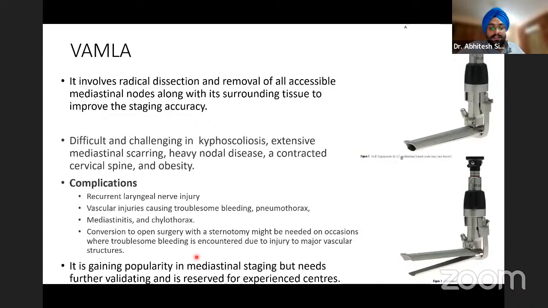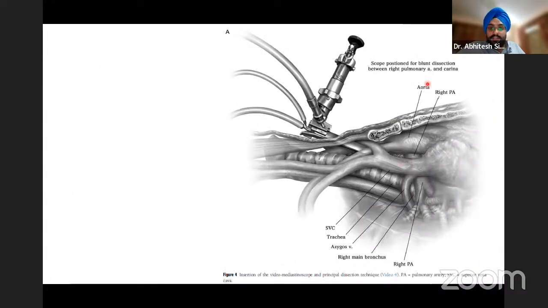Another modality which is now likely to replace mediastinoscopy is the VAMLA, video-assisted mediastinoscopic lymph node dissection. With the help of this scope, we introduce our conventional laparoscopy instruments and do a paratracheal lymph node dissection. We connect the scope here, and using suction and other instruments like cautery and a grasper, we can do the N2 node dissection even prior to taking up the patient for definitive surgery.